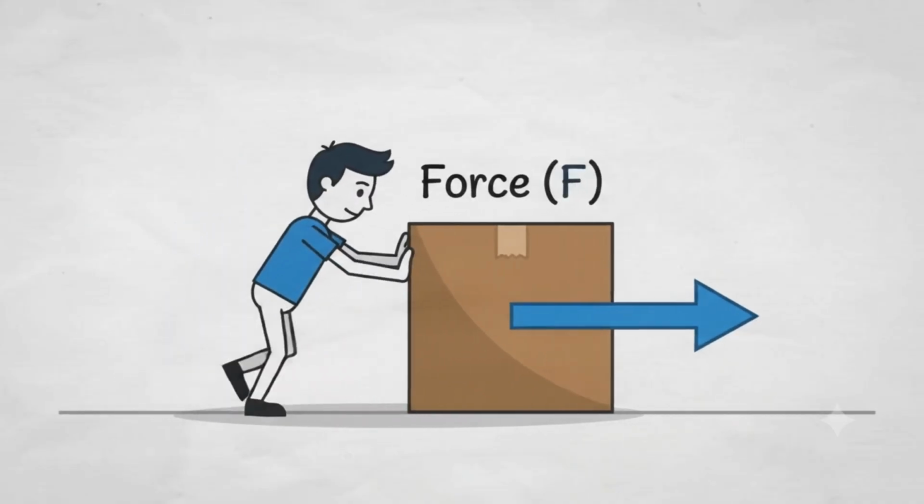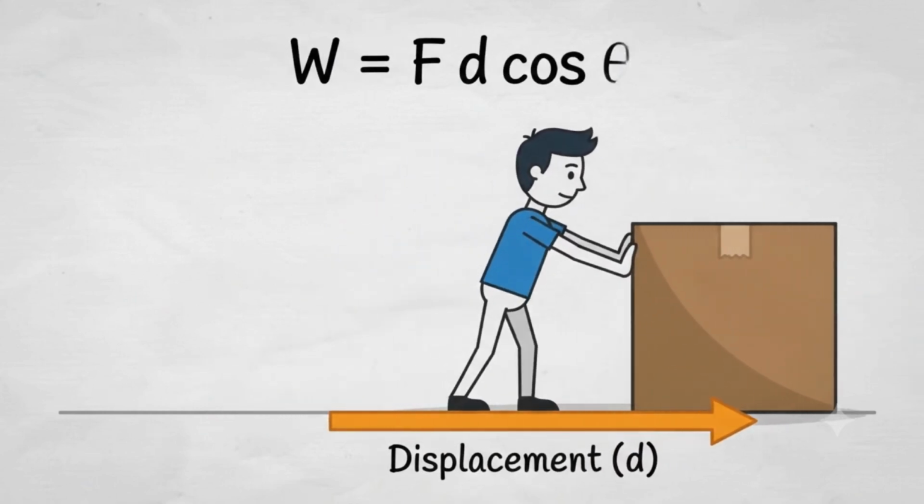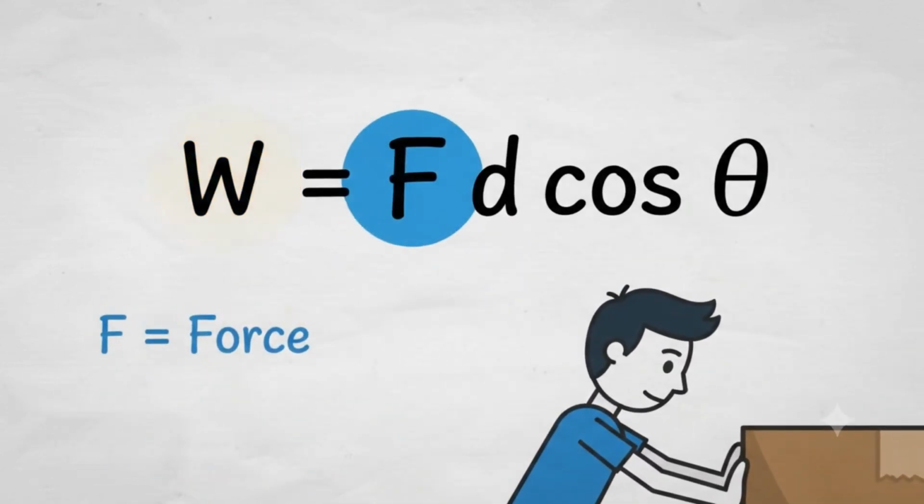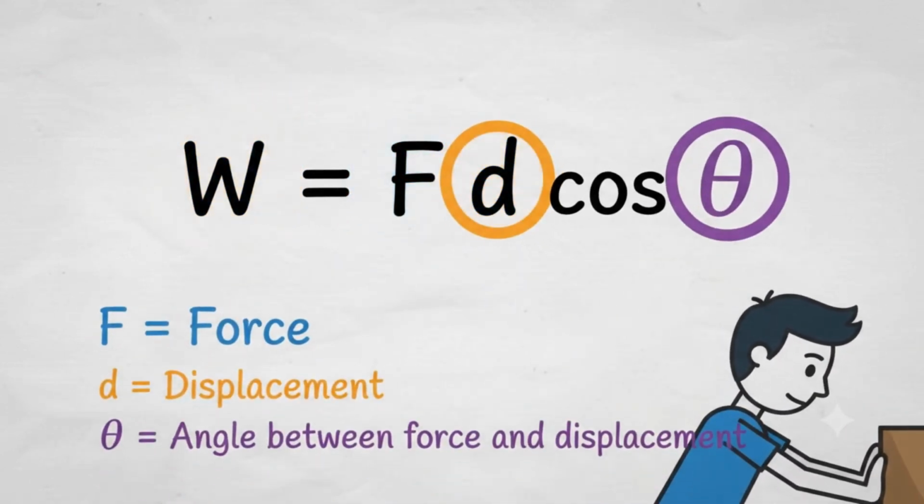When a force acts on an object, causing a displacement, we calculate the work done using this formula: W is the work, F is the force applied, D is the magnitude of the displacement.